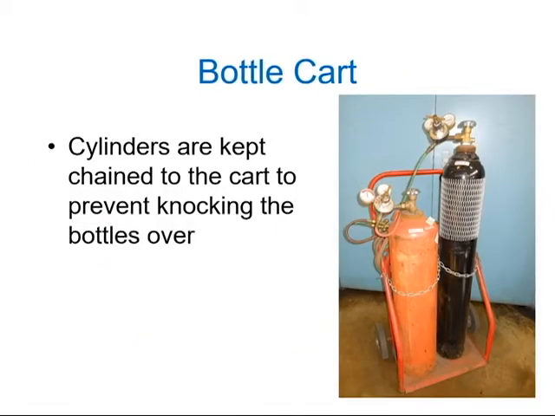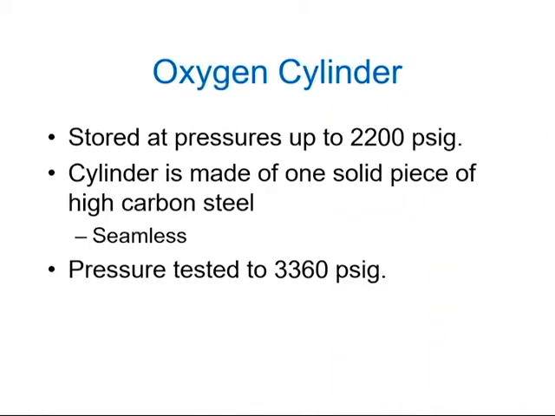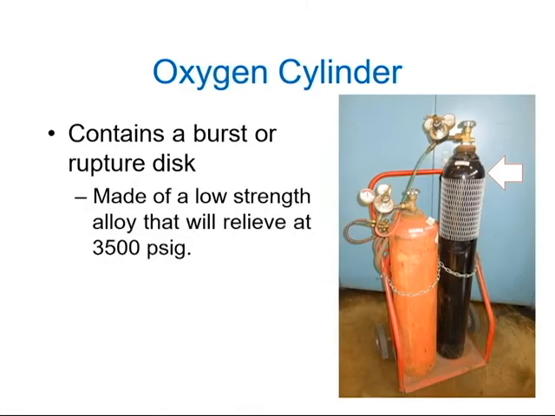Moving on to safety. Make sure both cylinders are chained to the cart before you move it, because if it gets knocked over, if it doesn't get lit up, the cylinders will fire like a rocket. Oxygen gets stored at 2200 psig, and because of that, the oxygen cylinders have to be one seamless, solid piece of high carbon steel. Oxygen cylinders are installed with something called burst or rupture discs. It's a fail-safe device made of low-strength alloy, and basically what it does is if the pressure inside the cylinder gets too high, over 3500 psig, it will relieve the pressure.